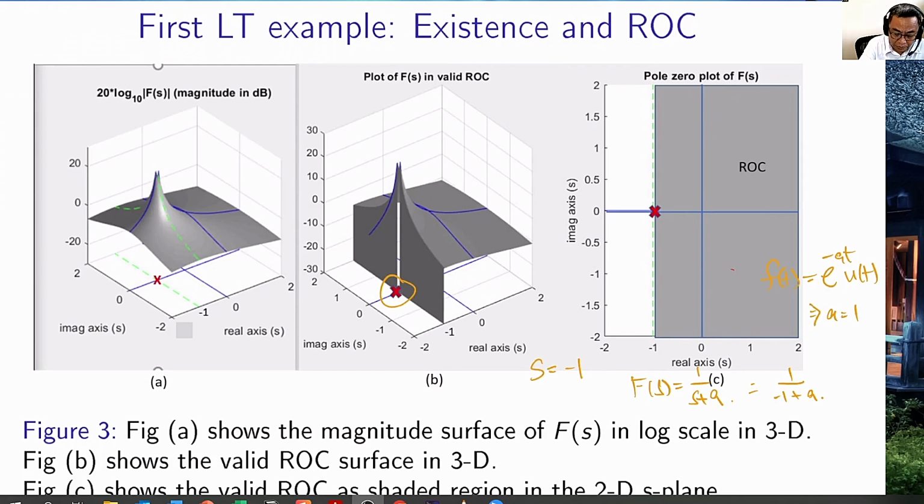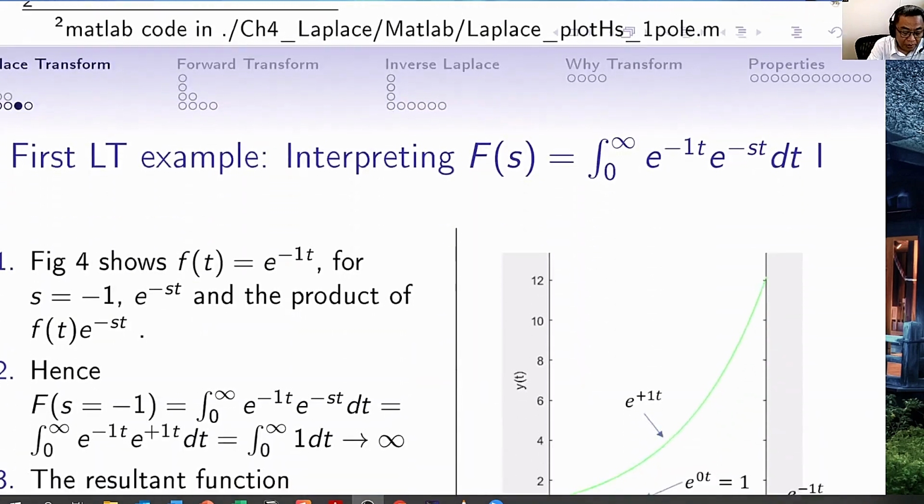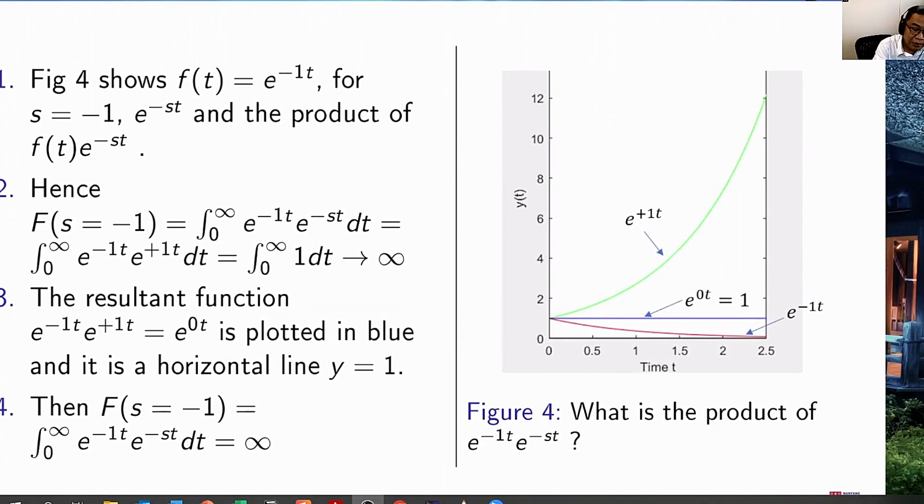So the interesting thing about this point when s equals minus 1 is this. Of course, it's immediately obvious that we have infinity here when s is equal to minus 1 due to a being equal to 1. Now, let us understand from another perspective why F of s is equal to infinity here. We have the signal of interest f of t equal to e to the minus 1t.